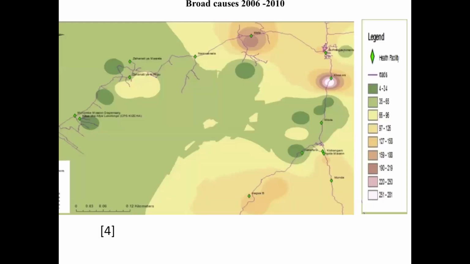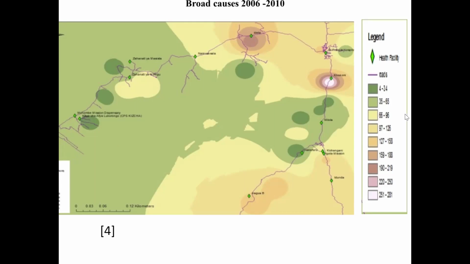This shows one of the maps that ArcGIS was used to create, and the green diamonds here are health facilities, and these roads are the purple lines. Clearly, we can see here the green areas are areas where less maternal mortality exists. Sorry, this is a map that shows just broad causes of death. So these green areas just show where fewer women of childbearing age die, and these red areas are hot spots where more people die.